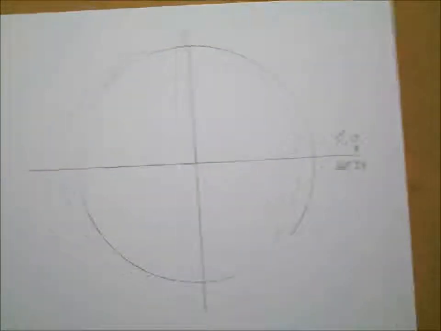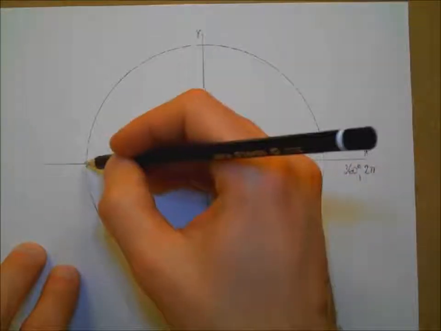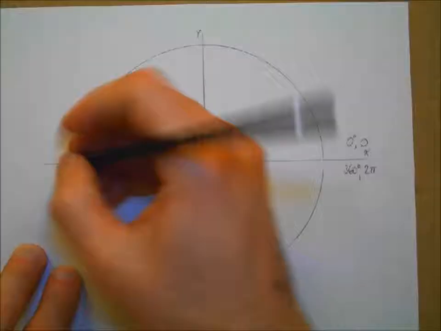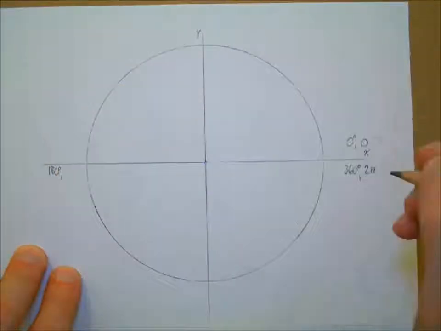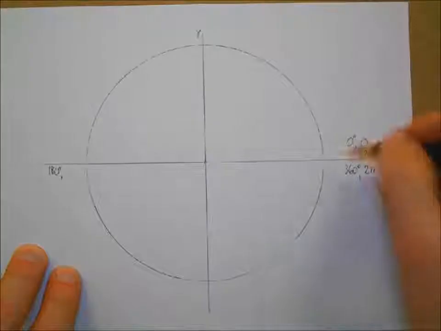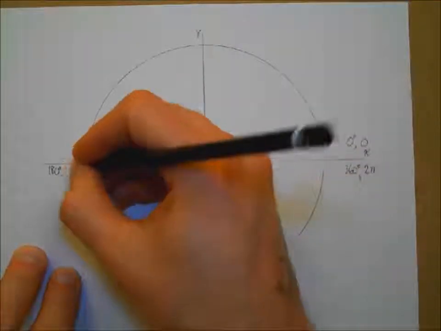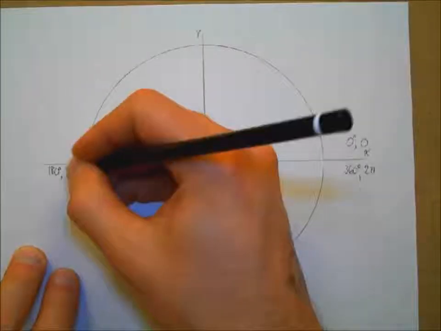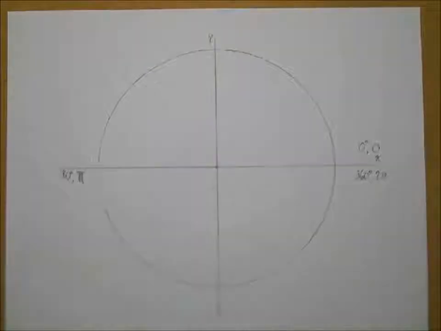What would half of a rotation be, from here around to here? What would that be in degrees? 180. Or in radians, pi, right? If one full rotation is 2 pi, half a rotation will be pi. So 180 degrees is pi radians. Oops, I'm off the screen. There we go. Okay, let's go half again.